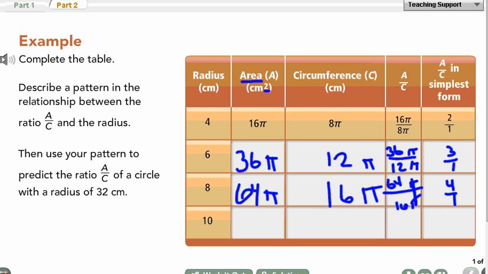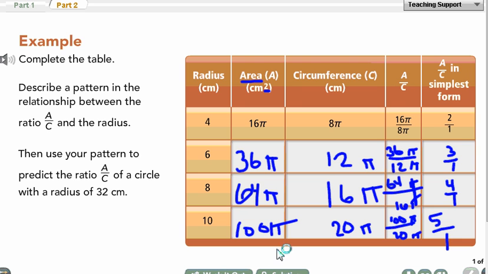Go ahead and try the last one on your own. Okay, so ladies and gentlemen, this should have been a pretty easy check for you. 10 squared is 100. 10 times 2 is 20. Place 100 over 20. That simplifies to 5 over 1.